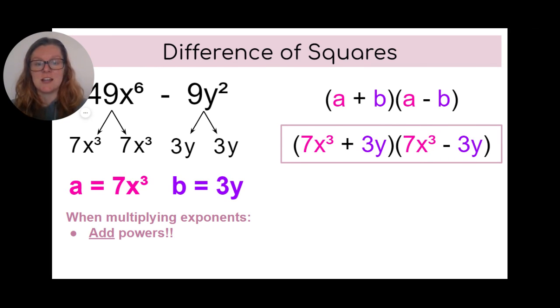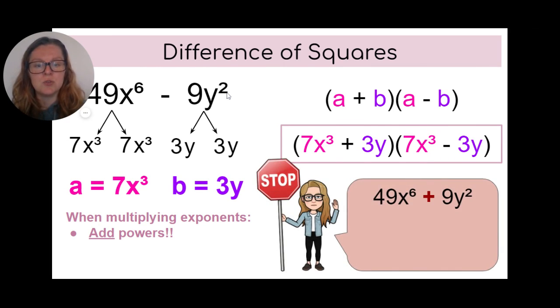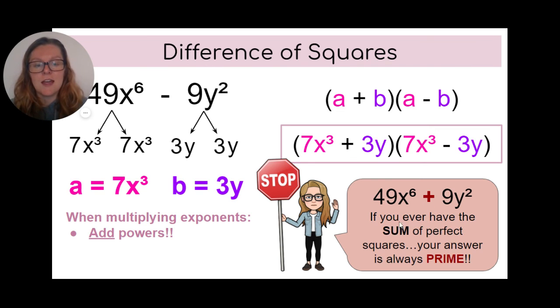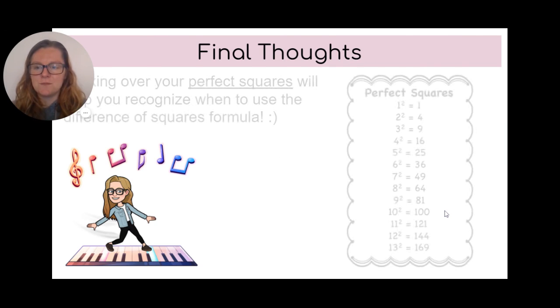You have factored it. Something I want you to notice is that, remember how I said there always has to be a negative in between right here? If you ever see a positive and it is adding those perfect squares together, your answer is always going to be prime. There is no way that you can factor this any further. So if you ever see two squares being added together, you can stop right there and say, hey, that's prime.